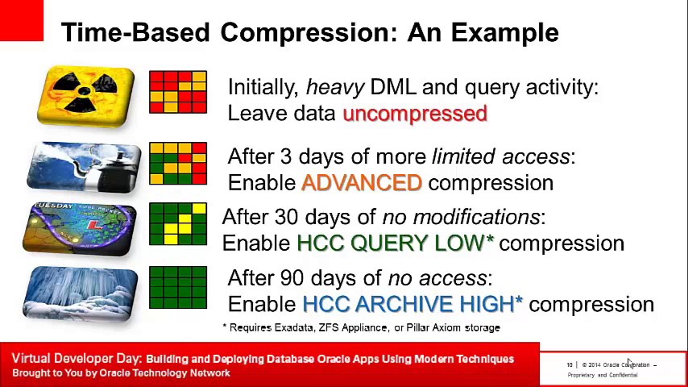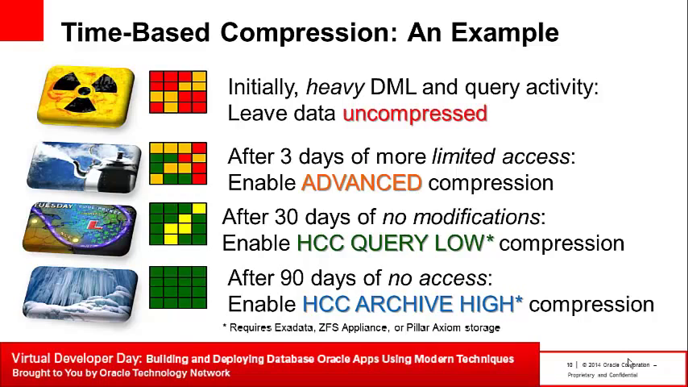For example, in this case, we might apply archival high compression. I know, that's an Exadata thing. Well, not exactly. If you've got a ZFS storage appliance or you've got Pillar Axiom storage, remember, you can implement hybrid columnar compression as well. If you don't have that storage underneath your database environment, well, sorry, no, you wouldn't be able to leverage this.